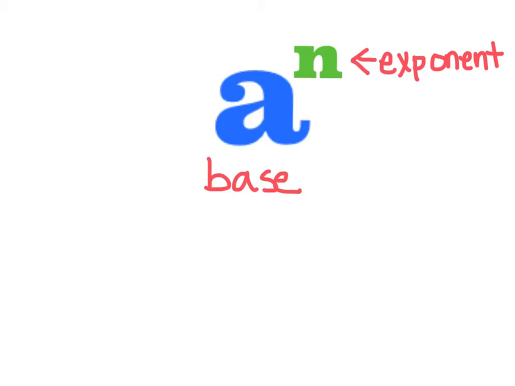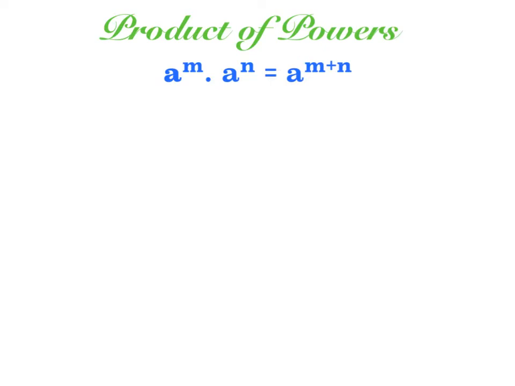The first of these is the product of powers property. And that says a raised to the m power times a raised to the n power is equal to a to the m plus n power. So let me give you an example of this with some numbers.